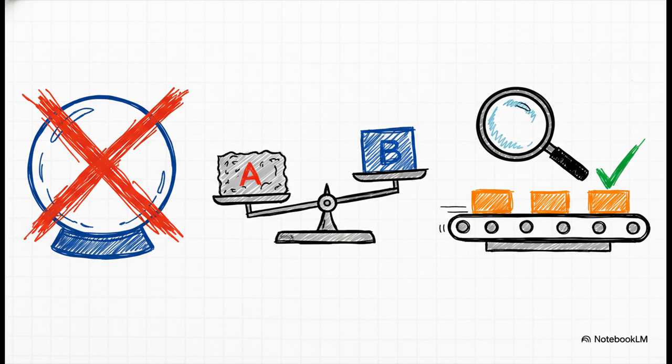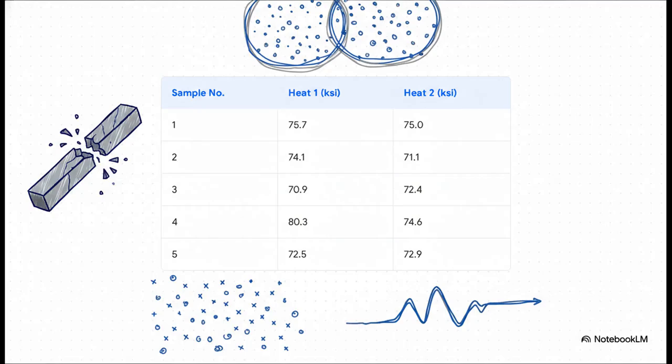Is this new batch of steel as good as the last one? Is this new aluminum alloy better than the old one? It's all about comparison and quality control, not fortune-telling. And even for quality control, the numbers are never perfect. Just look at this table. These are test results from 2 different batches of the exact same steel. And as you can see, the results are kind of all over the place. This is what we call scatter, and it's just the natural variation you find in any material.